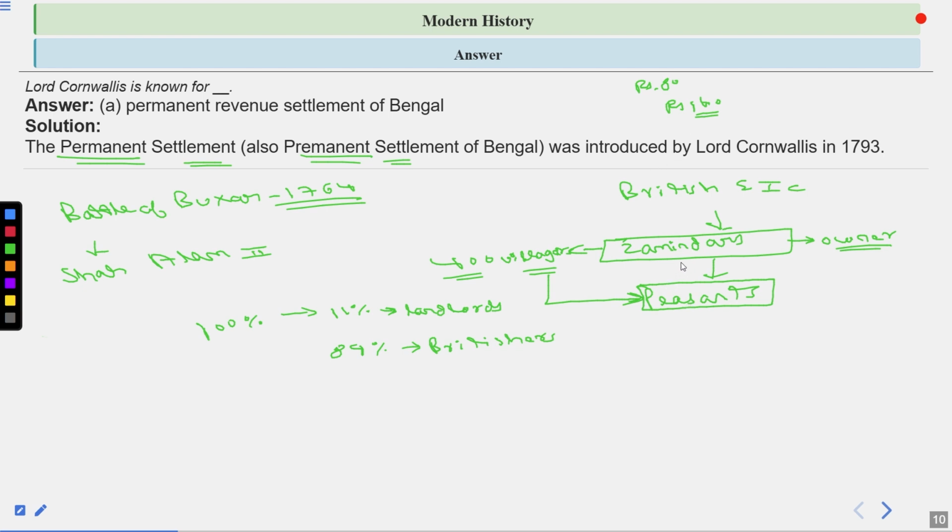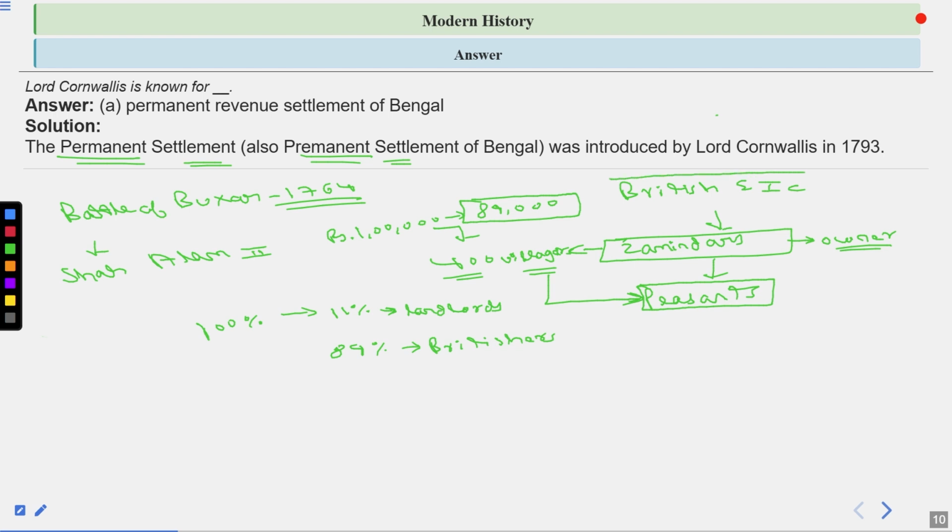The second issue faced by the zamindar was the collection of the land tax, which means if the 400 villages could give rupees 1 lakh as a tax, the Britishers had fixed 89,000 as the tax amount that is to be sent to the East India Company. Now the zamindars became liable to collect this amount. It doesn't matter whether the crops were able to generate it or not.